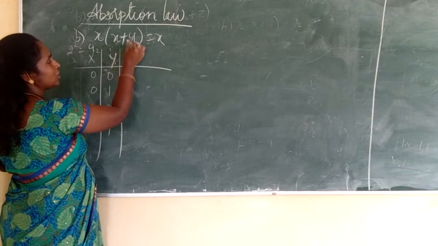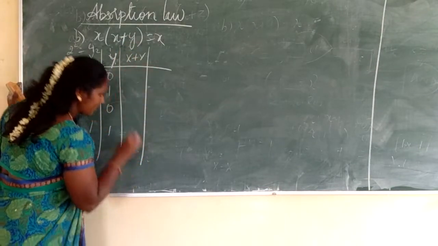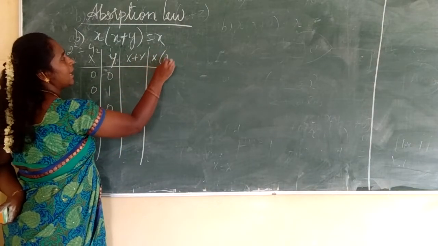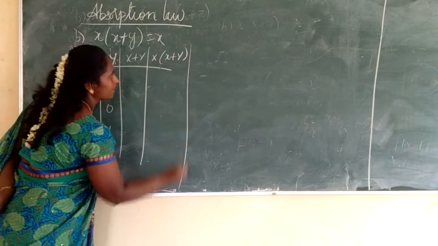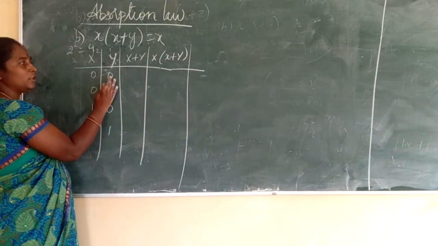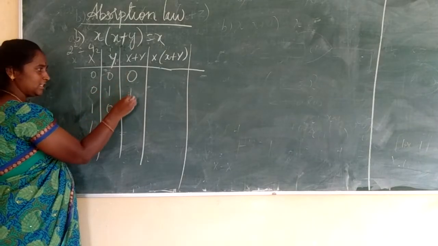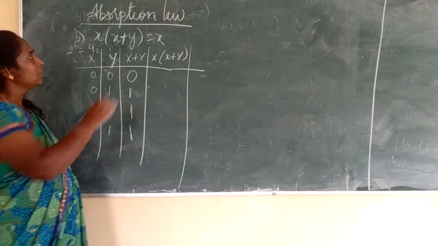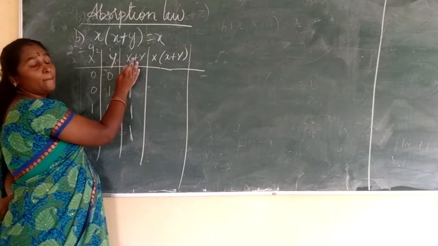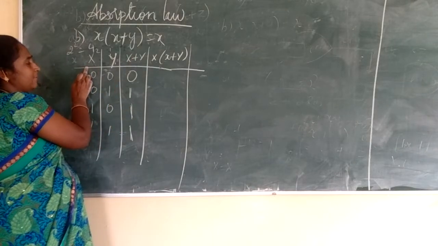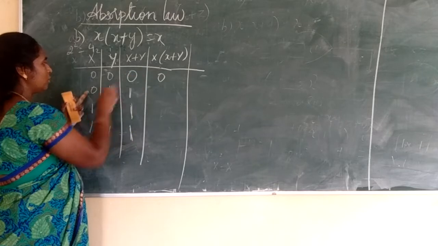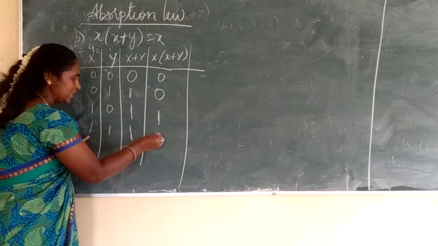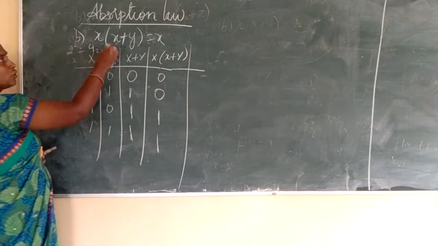Next we are doing a logical addition, x plus y. Then x into x plus y. So first we will add these two: 0 plus 0 is 0, 0 plus 1 is 1, 1 plus 0 is 1, 1 plus 1 is 1. Next, this x plus y should be logically multiplied with your x. So 0 into 0 is 0, 0 into 1 is 0, 1 into 1 is 1, 1 into 1 is 1.